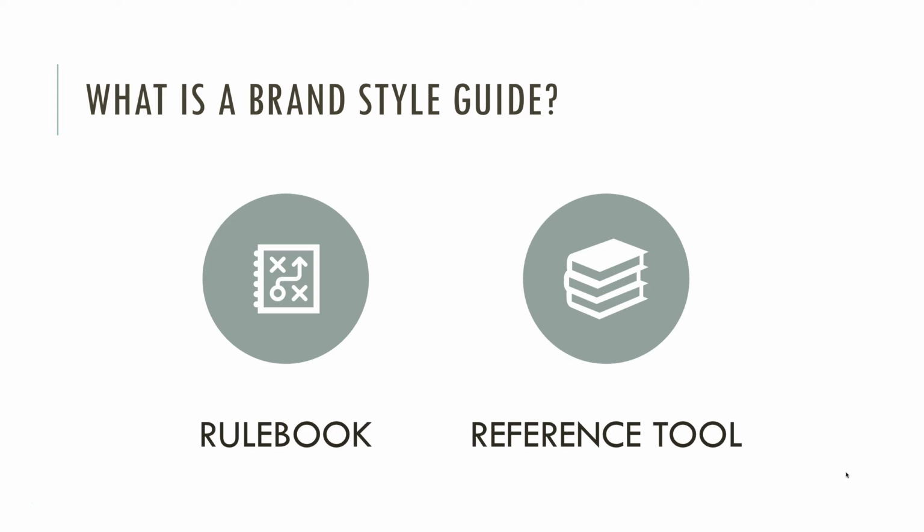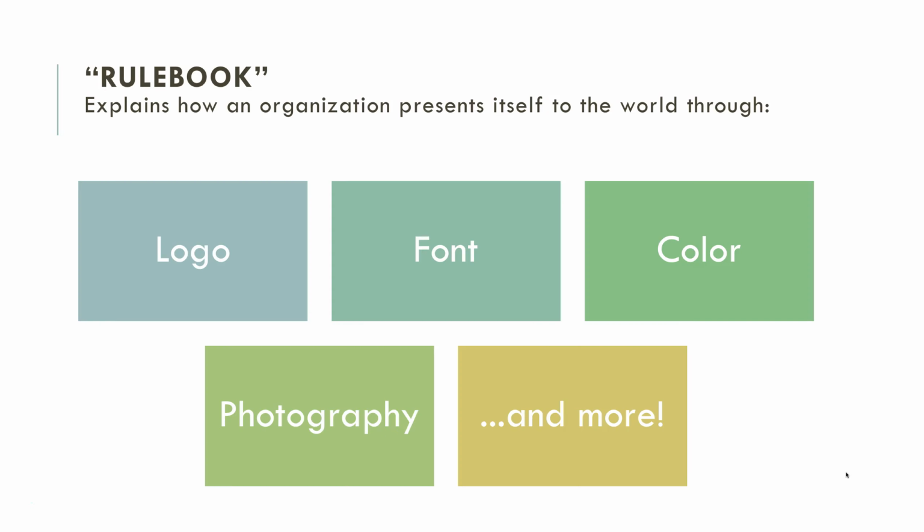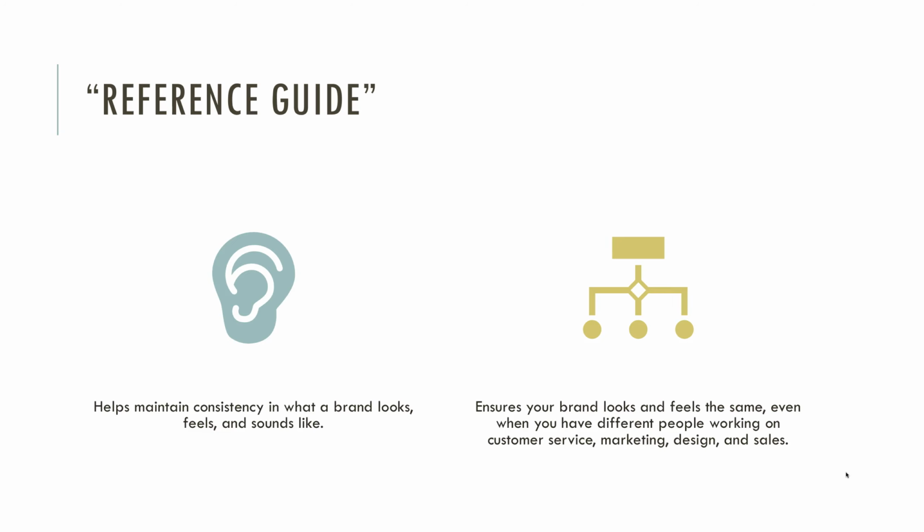So what is this? In a nutshell, it's a rule book and a reference tool. It's a rule book in that it explains how an organization presents itself to the outside world through their logo, their font choices, their color choices, photography choices, and more. It's a reference guide because other people can use it to help maintain consistency in what a brand looks, feels, and sounds like. So it ensures that your brand looks and feels the same even when you have multiple people working on it in different areas. So perfect for this class. You have marketers, designers, and developers working on this brand, but you are working in a cohesive voice.